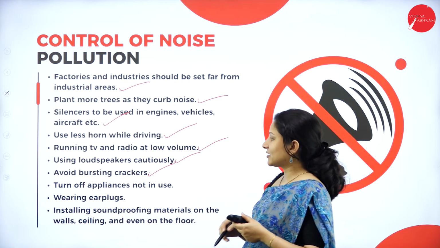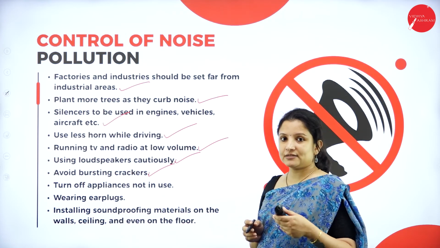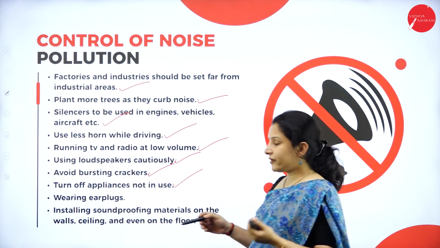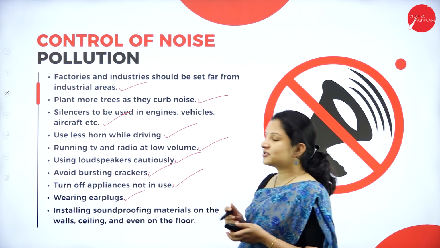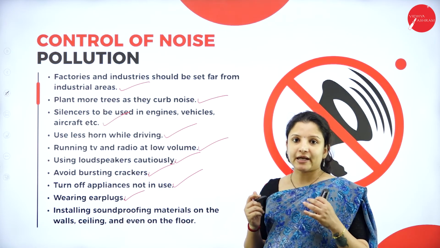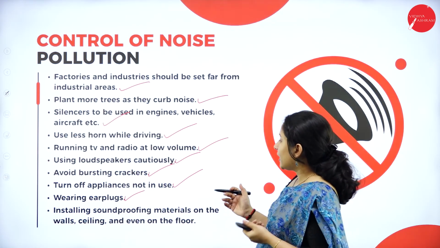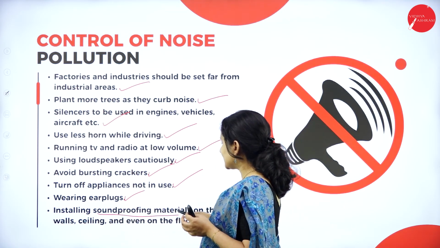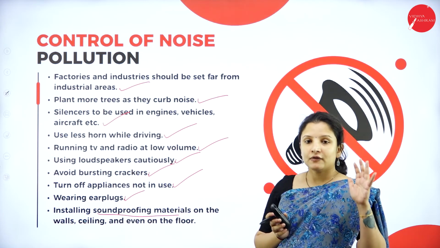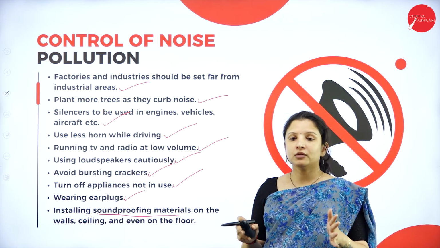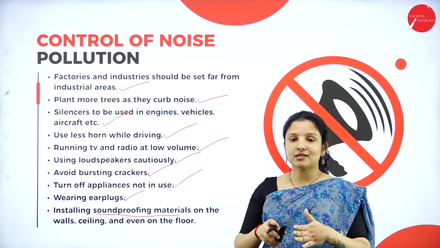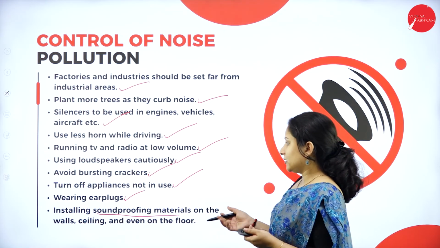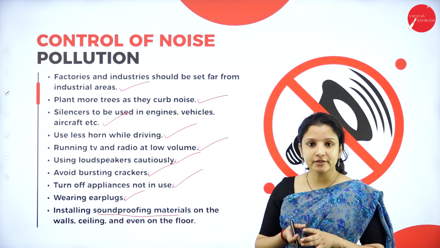Next, avoid bursting crackers, and turn off appliances that are not in use. Next, whoever is working in industries and all that, it is better to wear earplugs so that it will mask the sound, and install soundproofing materials on the walls, on ceilings, and even on the floor, so that, for example in a party hall or something, the sound doesn't travel outside, so that you don't cause a problem to other people. So all these can be followed to control noise pollution.